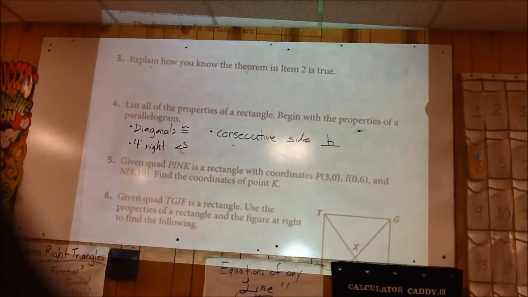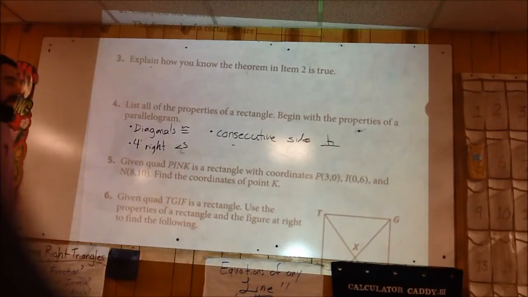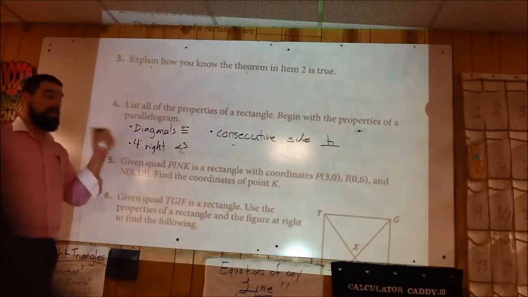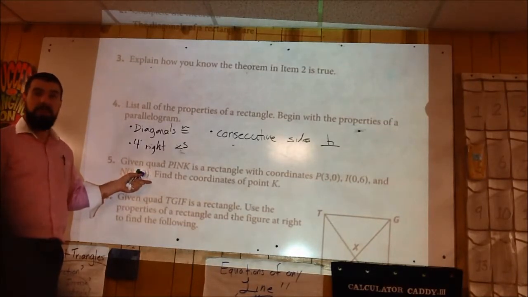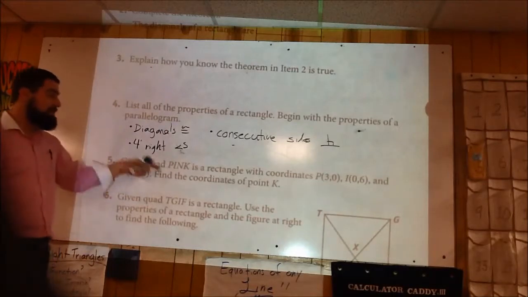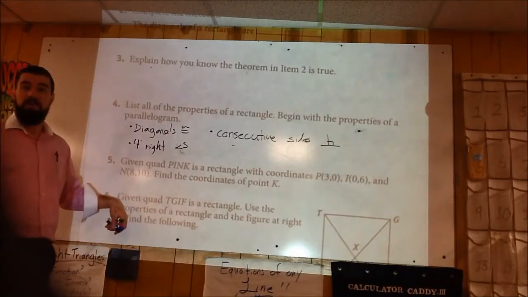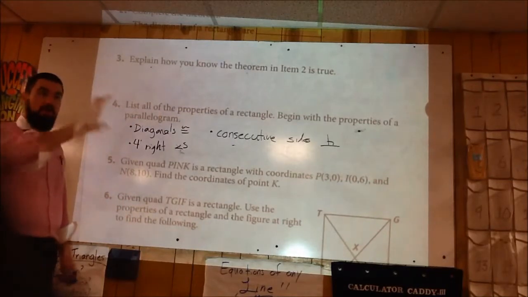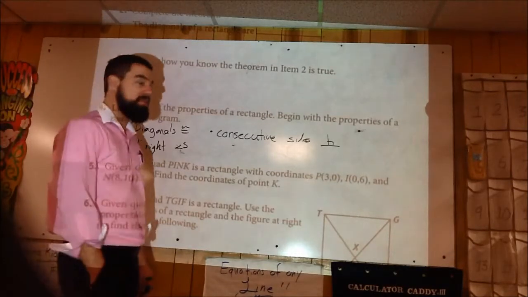Item 5 says, given quadrilateral PINK, given that it's a rectangle, with coordinates P, I, and N, find the coordinates of point K. So in the section to the left, that's my notes. Go ahead and graph these. You should have enough space. All of these points are in which quadrant? The first quadrant. So there's no need to draw an X and Y axis where you have all 4 of the quadrants. You only need the first quadrant.